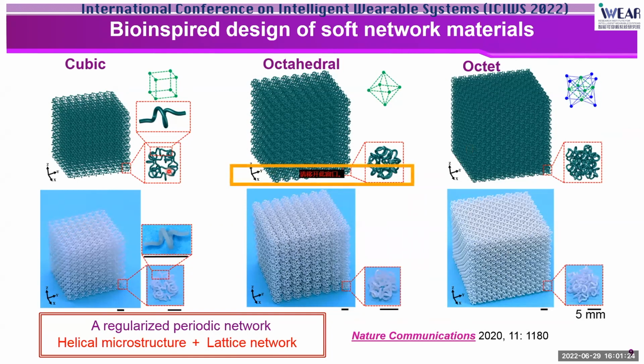And here are three representative examples, including the cubic network, the octahedral network, and the octet network. The images on the top, as you can see here, correspond to the design cartoons, and the images on the bottom show the optical images of 3D printed samples. So here with the commercial PolyJet 3D printer, we can achieve a robust production of 3D network materials with a fiber diameter down to 100 microns.